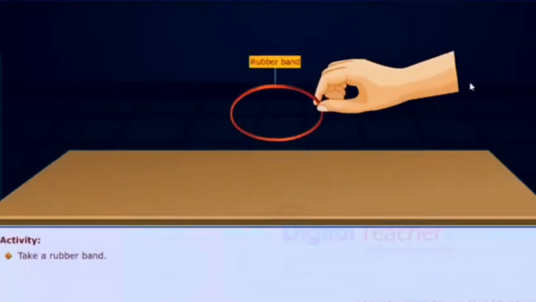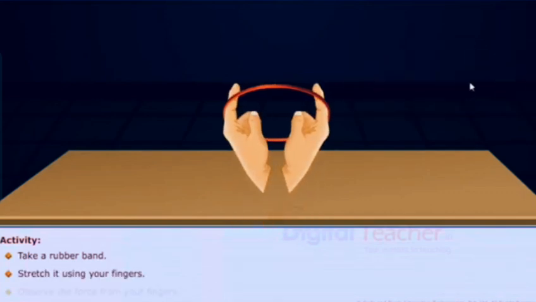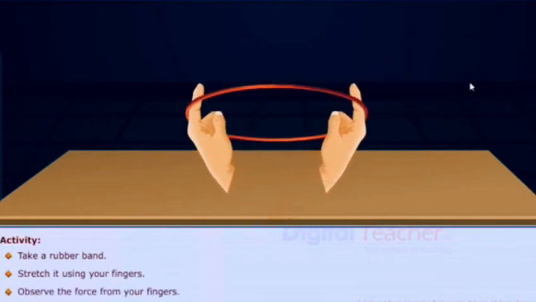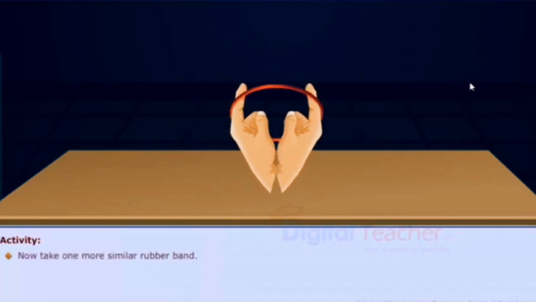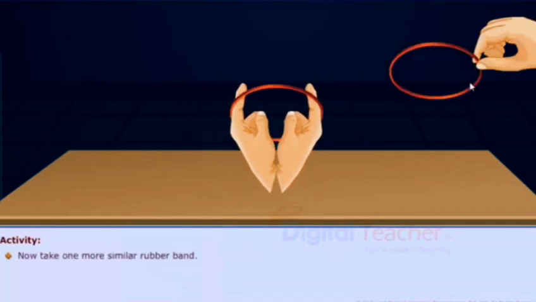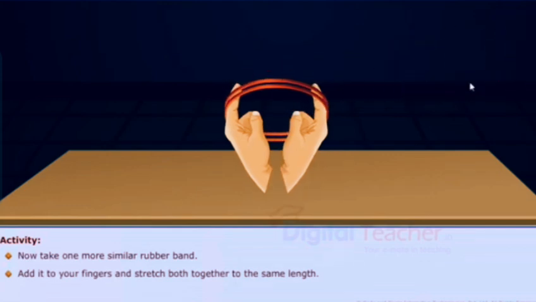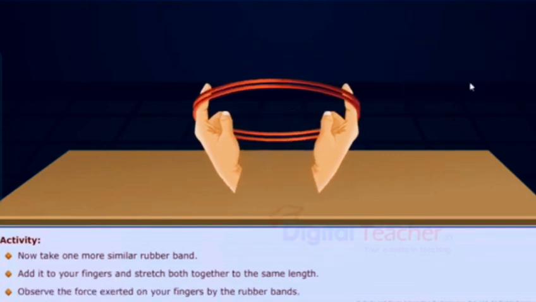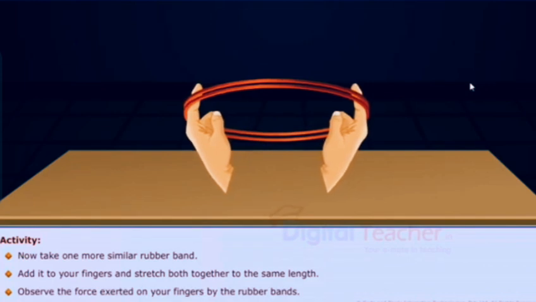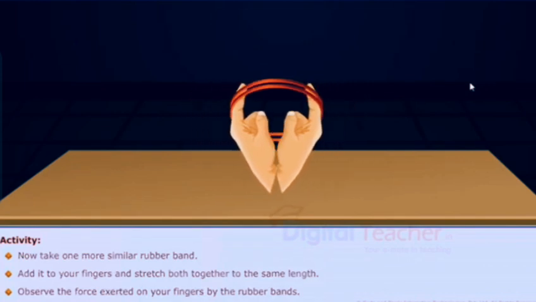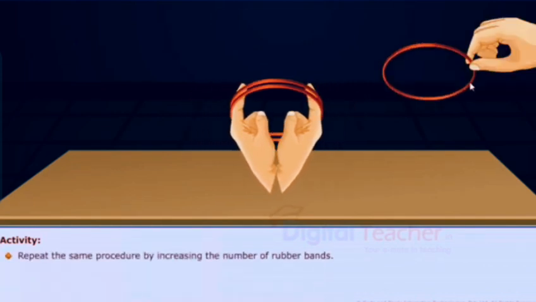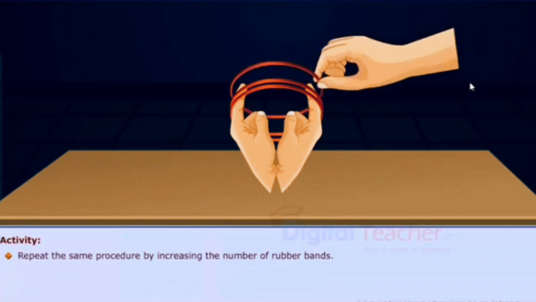Take a rubber band. Stretch it using your fingers. Observe the force from your fingers. Now take one more similar rubber band. Add it to your fingers and stretch both together to the same length. Observe the force exerted on your fingers by the rubber bands. Repeat the same procedure by increasing the number of rubber bands.